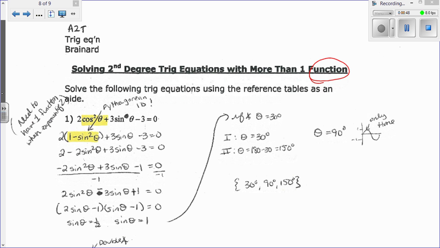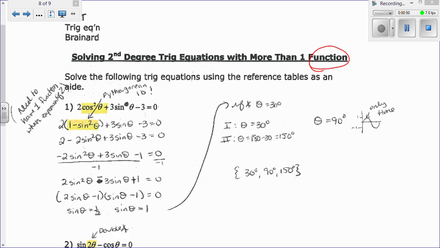So we're going to solve the following trig equations using the reference tables as an aid. So your pink sheet that has all the formulas on it, and your red sheet with your trig identities are going to come in handy.